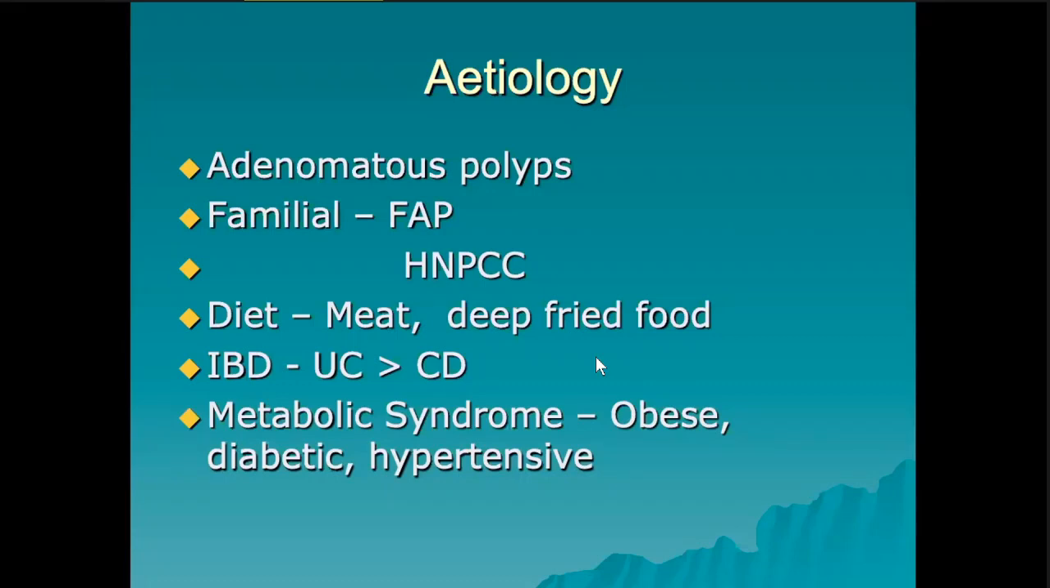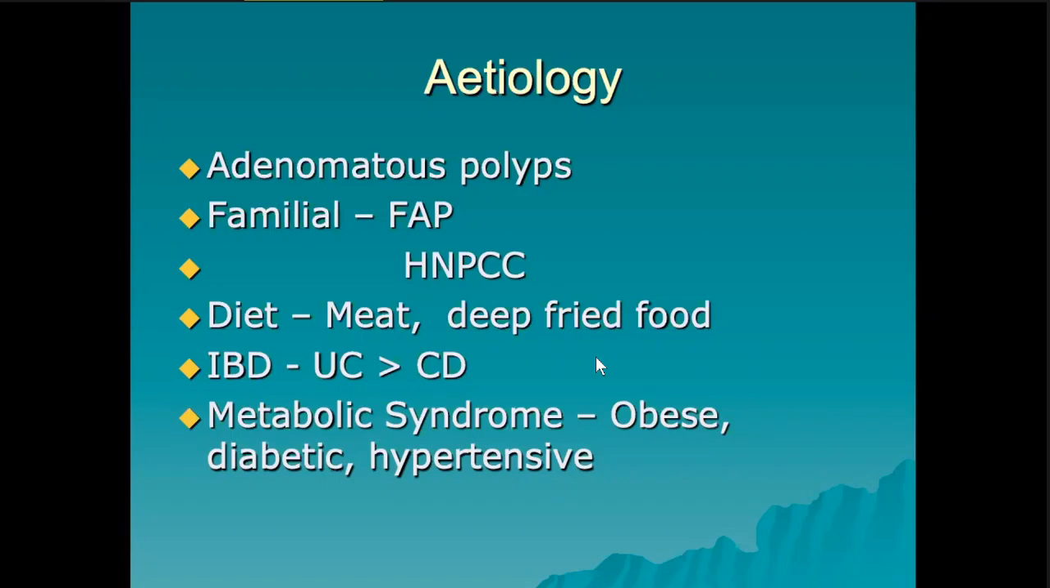Then we have inflammatory bowel disease. Now, the two inflammatory bowel diseases that you would be familiar with are ulcerative colitis and Crohn's disease. Both of them are associated with a higher risk of developing colorectal carcinoma. However, with ulcerative colitis, the risk is much greater. Most ulcerative colitis patients tend to develop their carcinomas in the rectum. That is because ulcerative colitis initially starts in the rectum and then gradually spreads upwards to involve the more proximal parts of the colon.